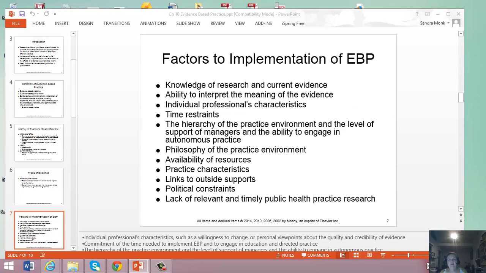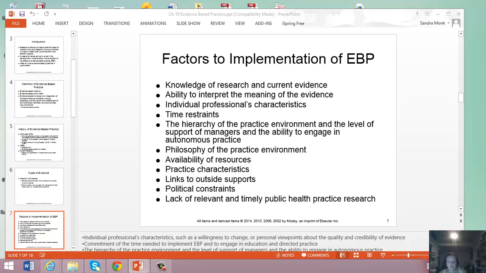Factors of implementation of evidence-based practice. First, you need to have knowledge of the research and current evidence. You would need to have that to begin looking at a problem. So someone from outside of nursing would need a nurse to guide them through the process if they were in fact going to do evidence-based practice research within the realm of nursing. Nursing the same way, if we were to do it outside of nursing, we would need someone to guide us. And also the ability to interpret the meaning of the evidence. Again, nursing research, you need to have a nurse to be a part of that.